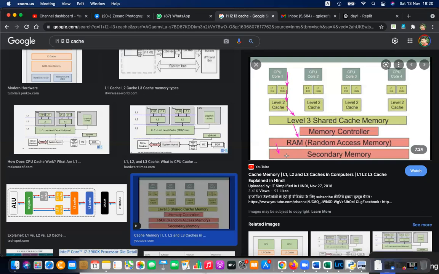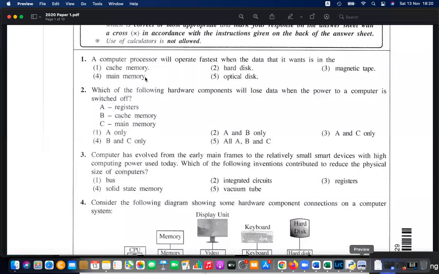So this is how the memory hierarchy actually flows. So let's move to the question now. Your answer is correct. It is cache memory.